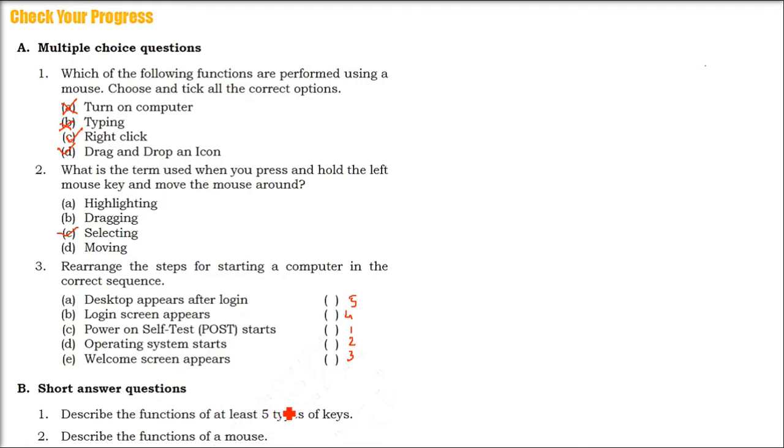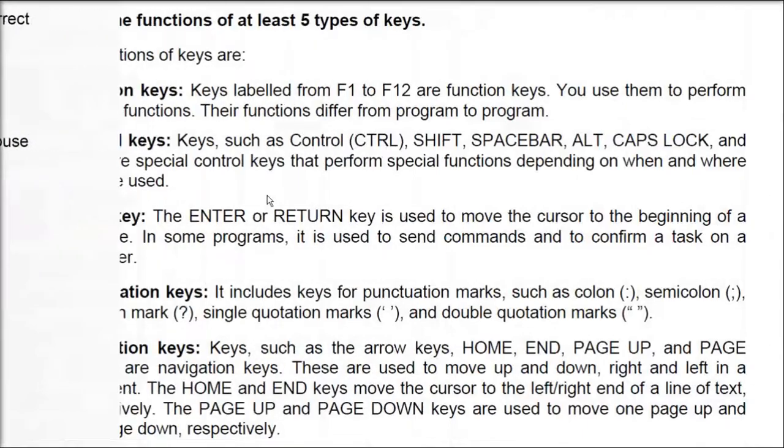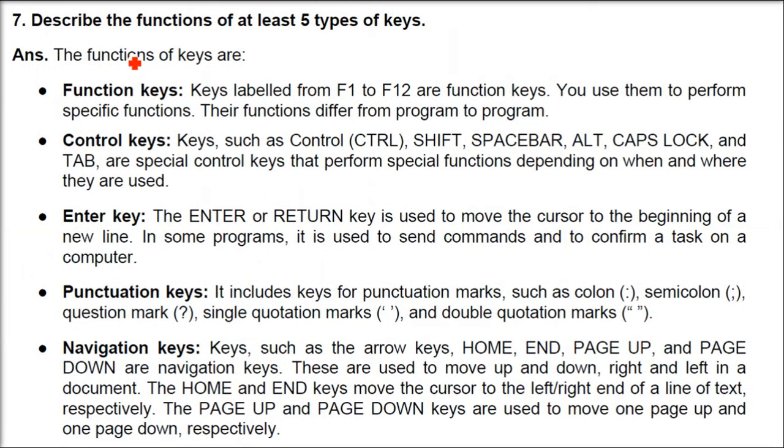Short answer question, let us see. Describe the functions of at least 5 types of keys. We have already seen it, but still we'll go through it. So there are different types of keys, function keys. I'll take you to the keyboard again. The keys labeled from F1 to F12 are function keys. They perform specific functions and it differs from program to program.